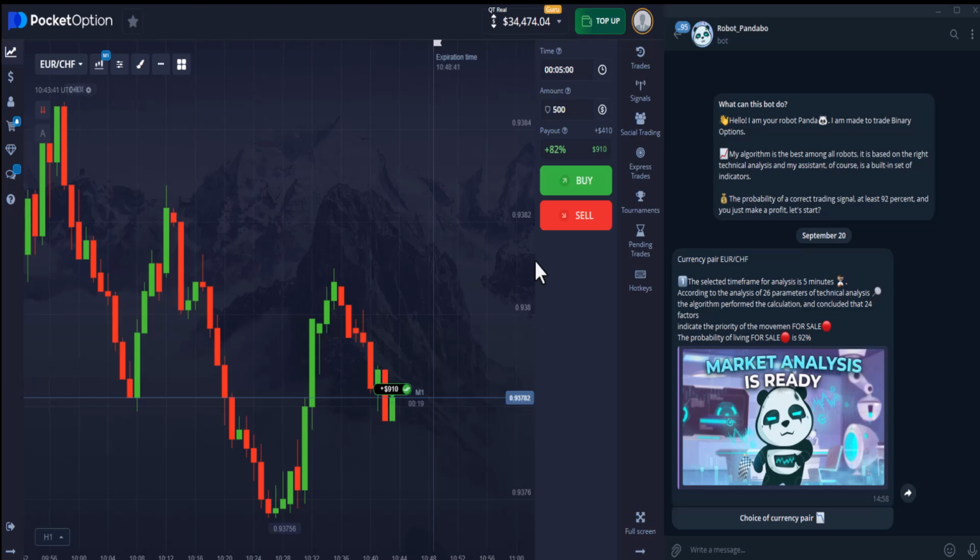And our second deal is gonna be on the currency pair Euro to Swiss franc. This will help you guys to identify potential trend reversal and entry points, enhancing your price action trading strategy.